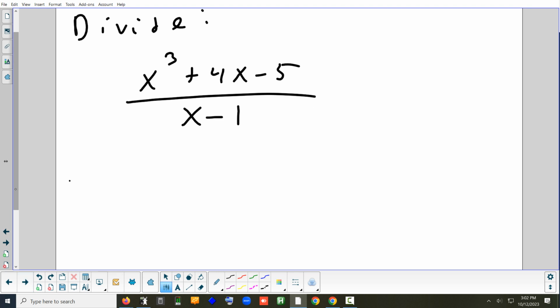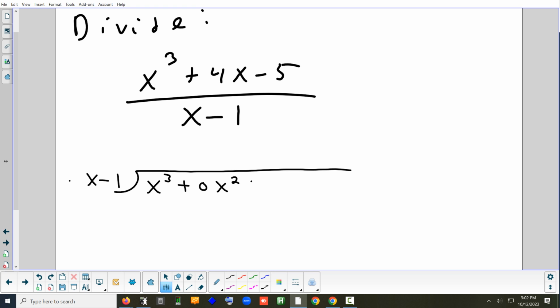All right, long division. What goes on the outside when I do the long division? X minus 1. And what's going to go on the inside? x cubed plus 0x squared plus 4x minus 5. So we have to make sure we fill in zeros for anything we're missing.